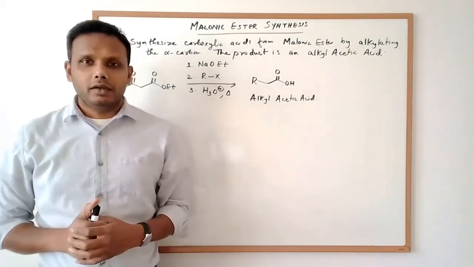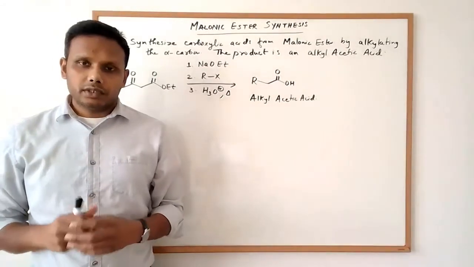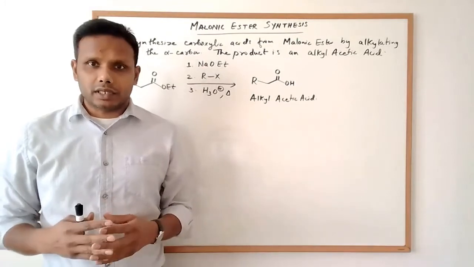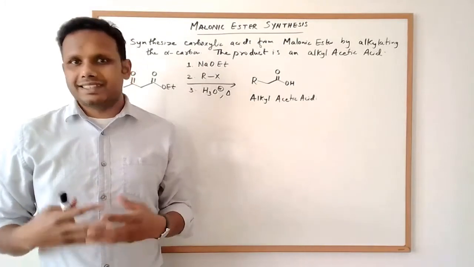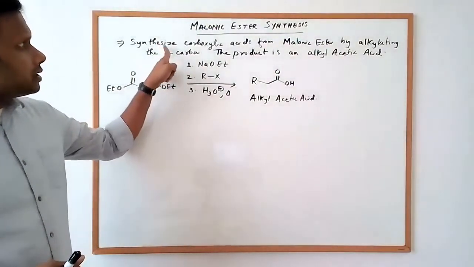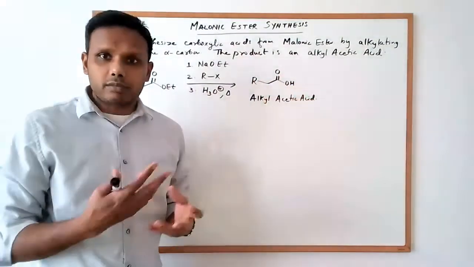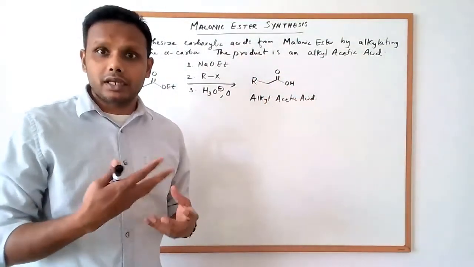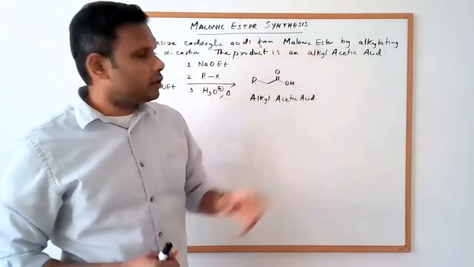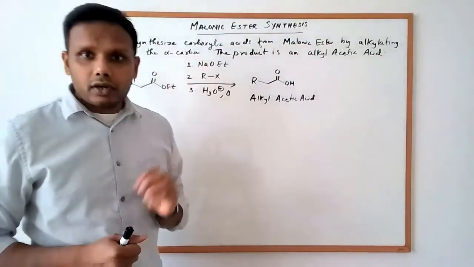Hello everyone, welcome back. In this video, we're going to talk about the malonic ester synthesis. This reaction is very useful for synthesizing alkylated acetic acids. It uses the malonic ester, and you can synthesize carboxylic acids. Specifically, as I will show later, this carboxylic acid can be treated as a derivative of acetic acid. So it can synthesize carboxylic acids from malonic ester by alkylating at the alpha carbon.